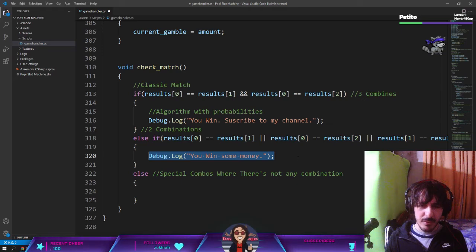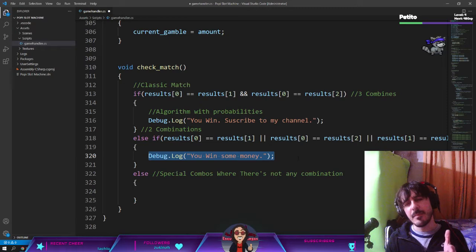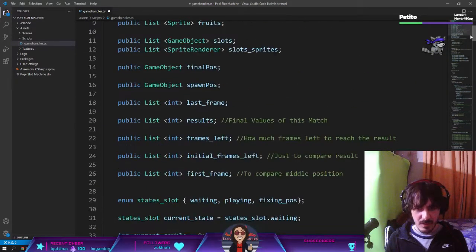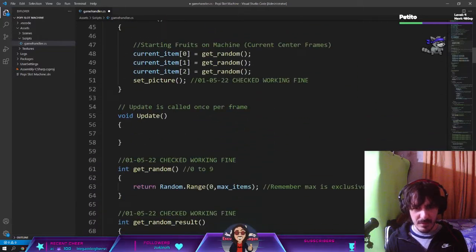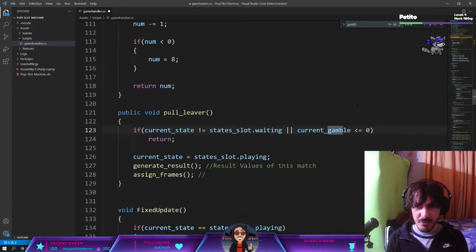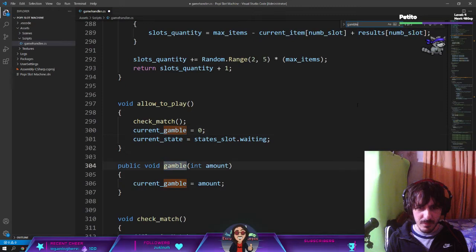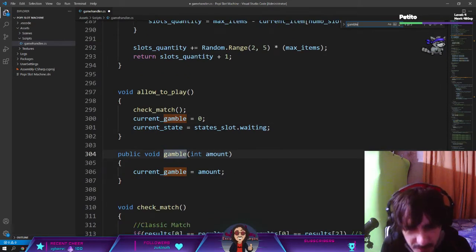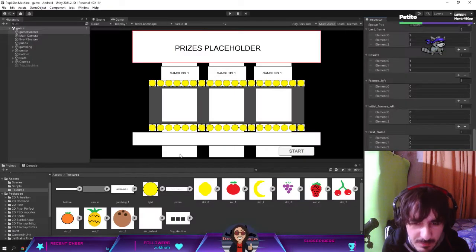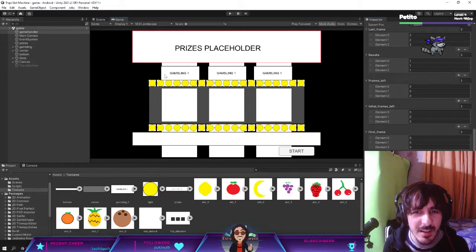Okay, here I have to give the 30% of the gambled money. So we first need to implement the gambling situation. Okay, the gambling situation, let me see. I have 3 buttons to gamble. Gamble amount, okay.